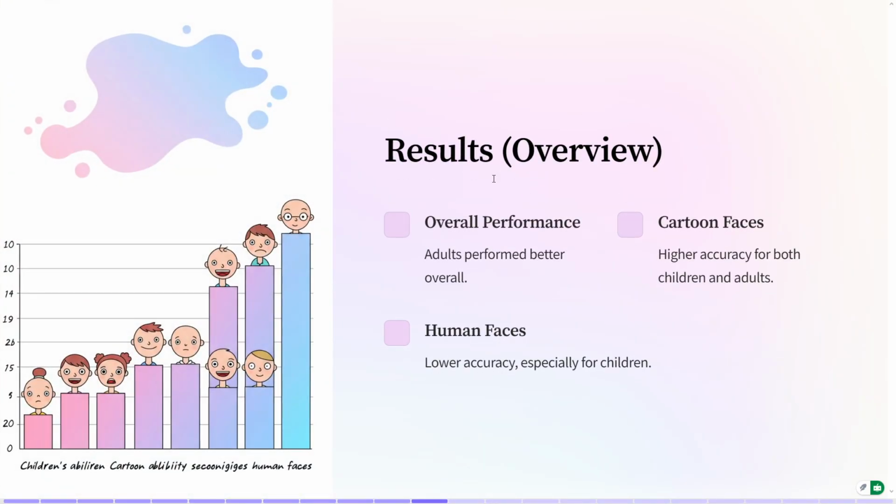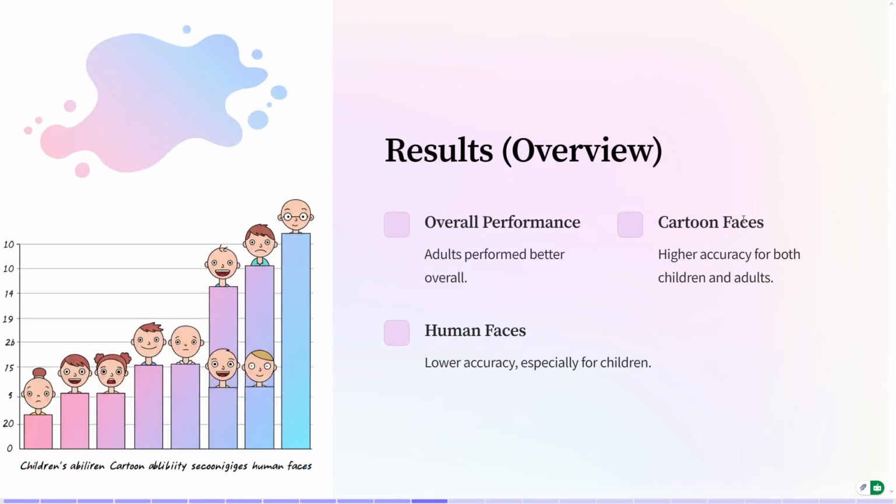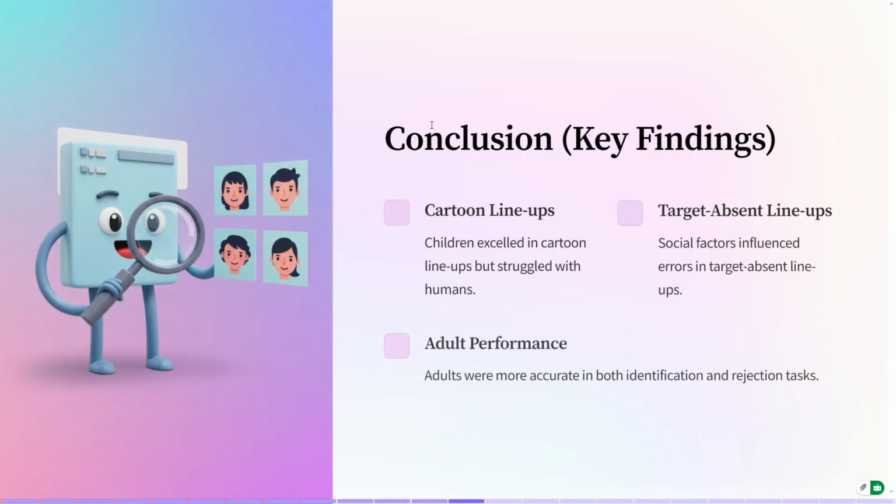Now, result overview. Overall performance: adults perform better overall. When you do this plus this divided by 2, this plus this divided by 2, you discover that adults perform better overall. For cartoon faces, there was higher accuracy compared to the human faces. For the cartoon faces, both groups, adults and children, had a high score, but for the human faces, there was a low result. Human faces had lower accuracy, especially for children, at 23%. So the conclusion for cartoon lineups: children excelled in cartoon lineups but struggled with human faces.